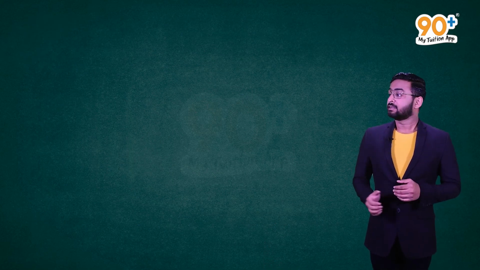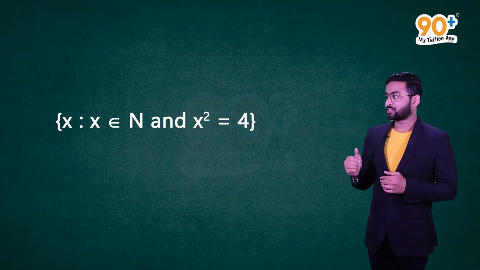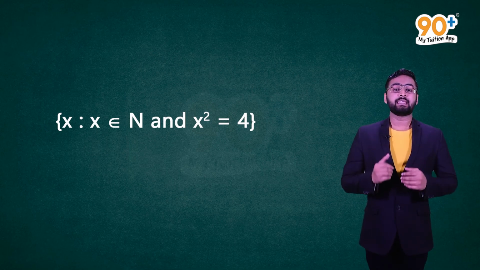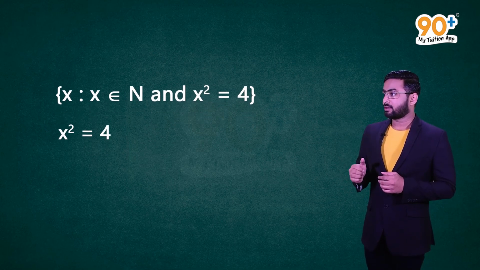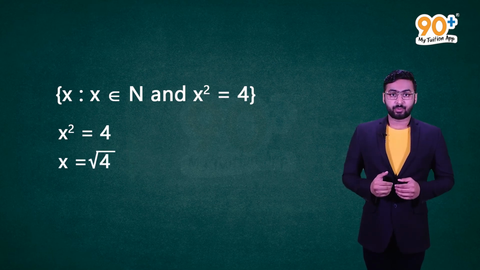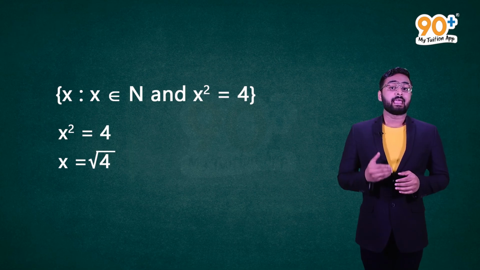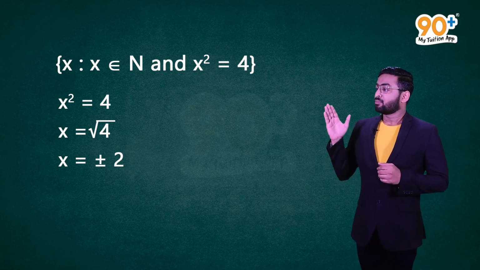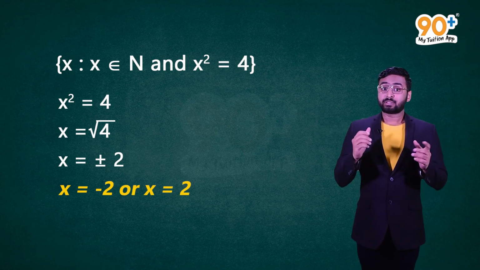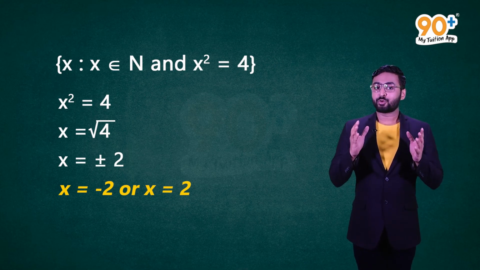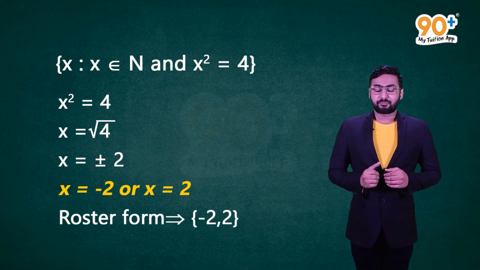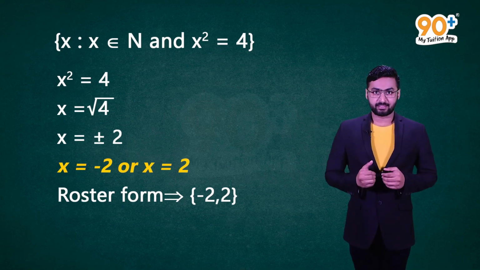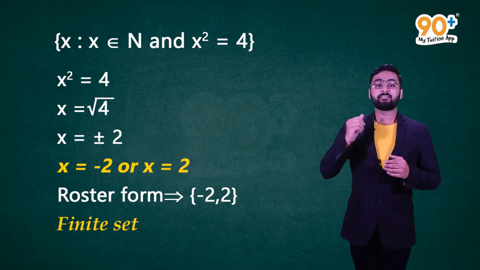The next one is the set of all x such that x belongs to N and x squared is equal to 4. Similar to the first one, let us solve the equation here. Here, x squared is equal to 4. So, x is equal to root 4. That is, x is equal to plus or minus 2. So, the values of x are minus 2 and plus 2. Now that we have the elements, let's write this in roster form. We get {minus 2, 2}. And we can see that the elements are finite here. So, we can say that this is a finite set.